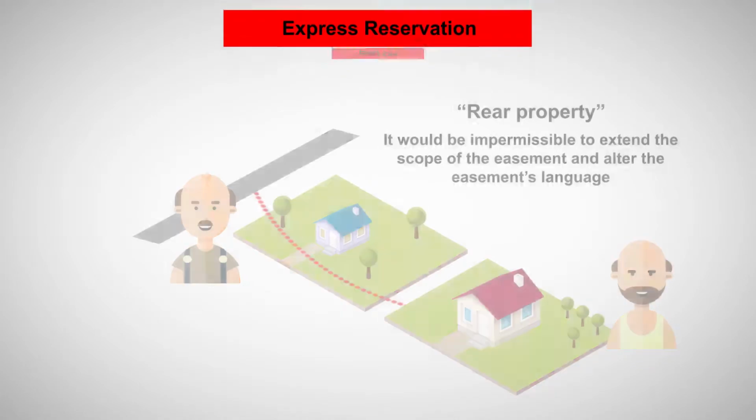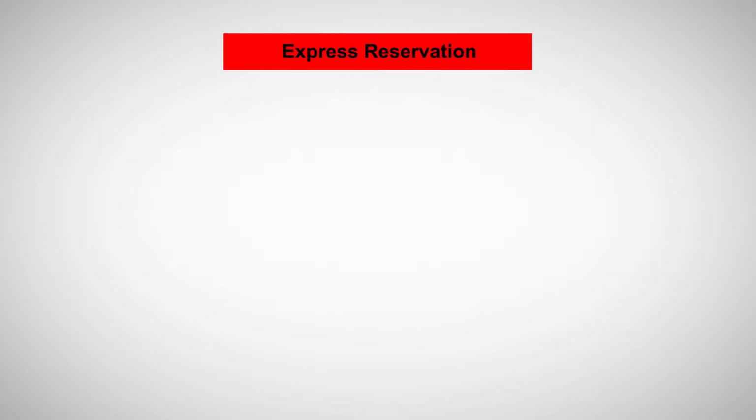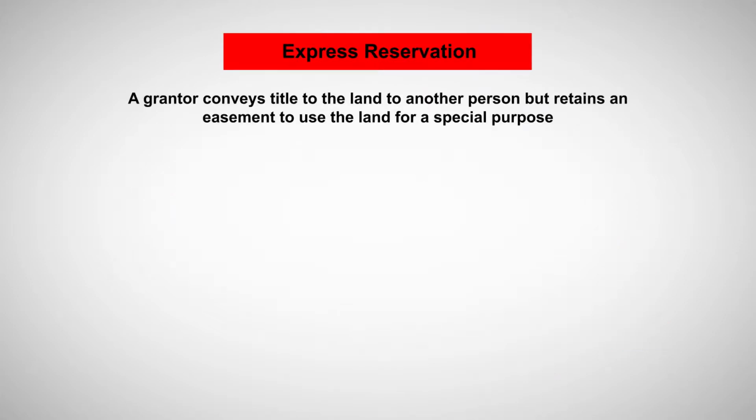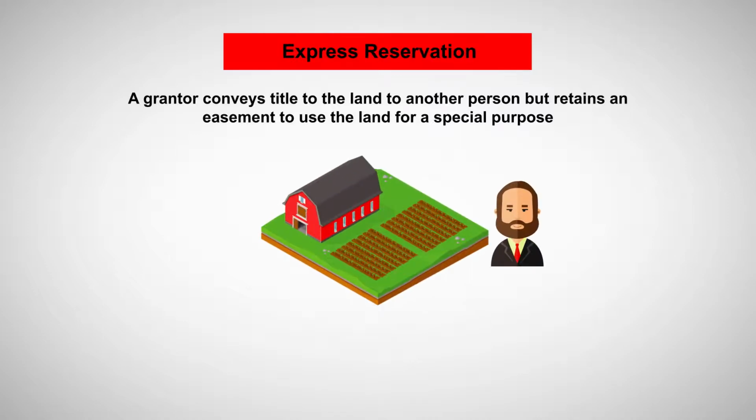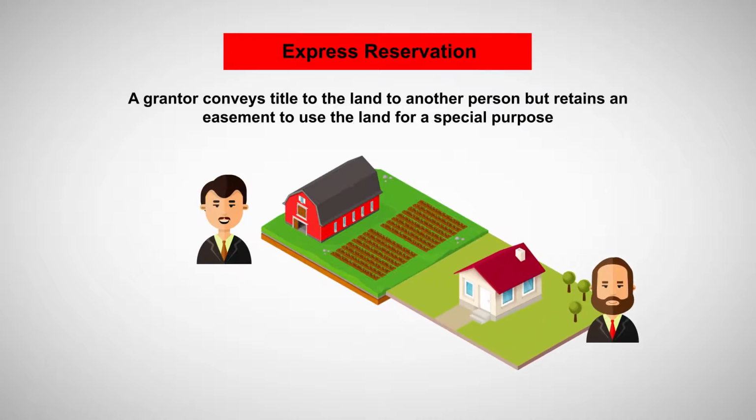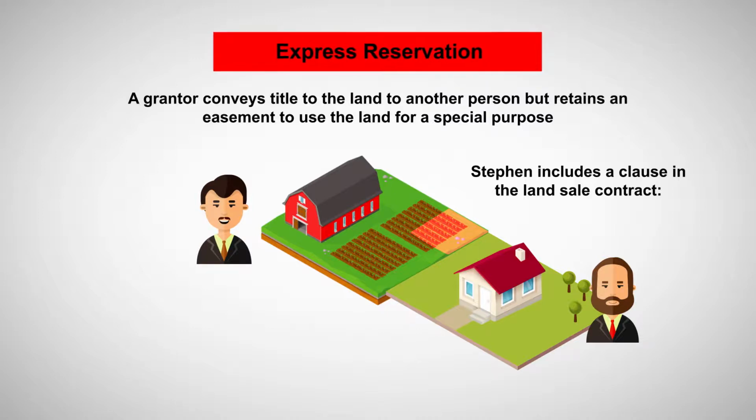The second way to create an easement is through express reservation. Here, a grantor conveys title to the land to another person, but retains an easement to use the land for a special purpose. For example, Stephen decides to sell his 30-acre commercial alfalfa farm to Robert and then live on a neighboring parcel to the east of the farm. If Stephen includes a clause in the land sales contract reserving a half-acre parcel on the alfalfa farm's eastern edge for his own continued personal alfalfa farming, Stephen has created an easement through express reservation.